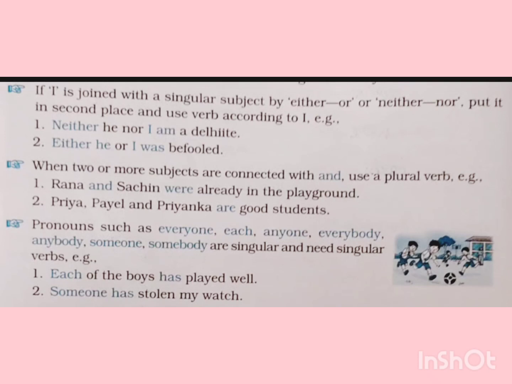Okay, now see the next rule. When two or more subjects are connected with and, use a plural verb. So whenever we are talking about more than two subjects, and it is joined with and, then we will use plural verb. For example, Rana and Sachin were already in the playground. Two persons are there and they are joined with and, so we will use were, plural verb. Priya, Payal and Priyanka are good students. We will use plural verb in this case.